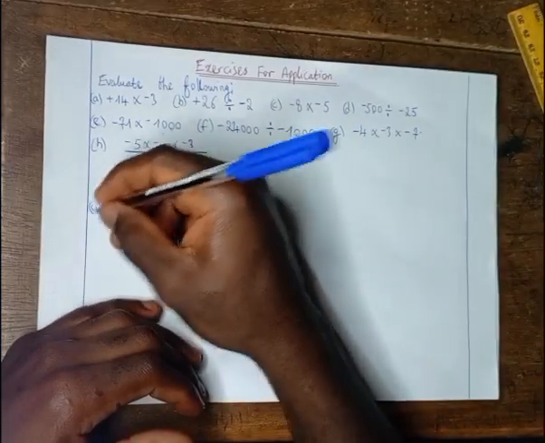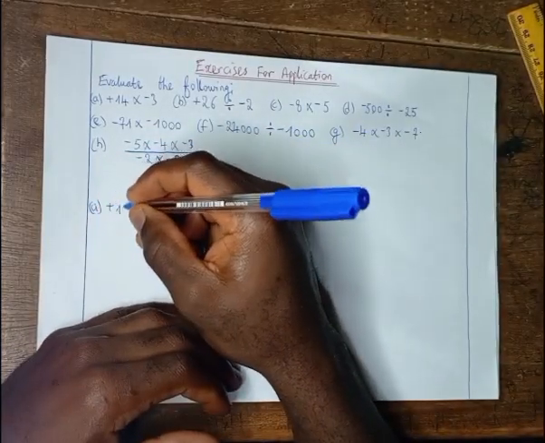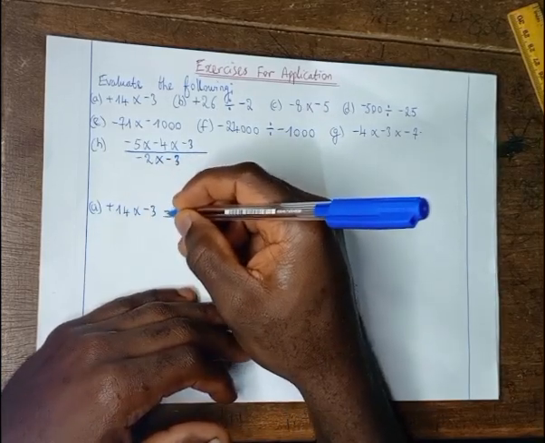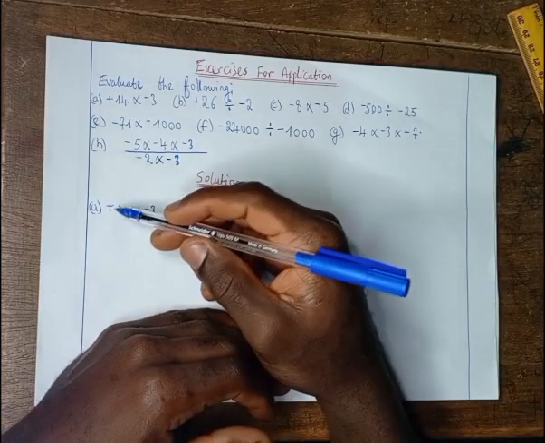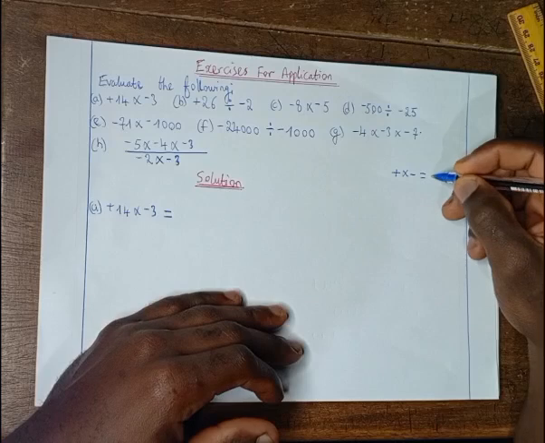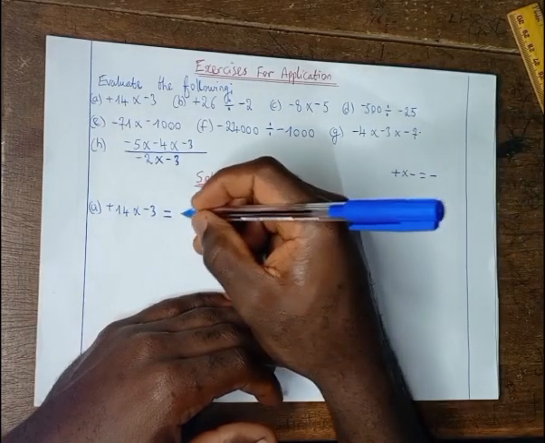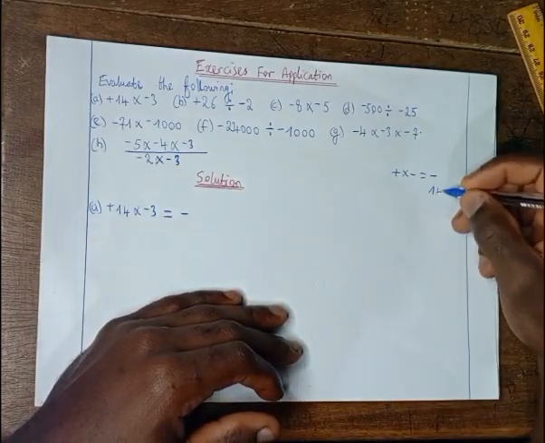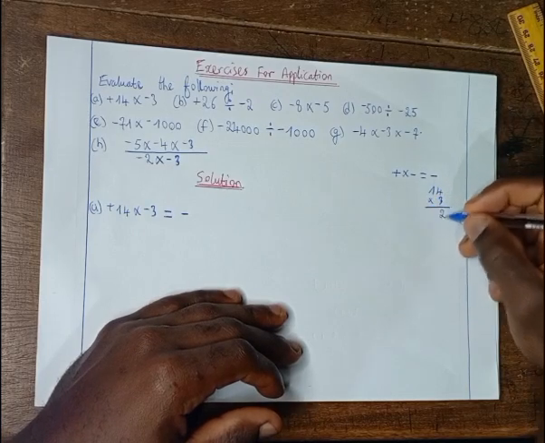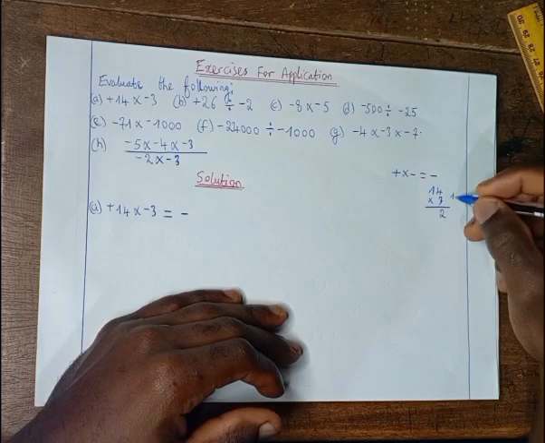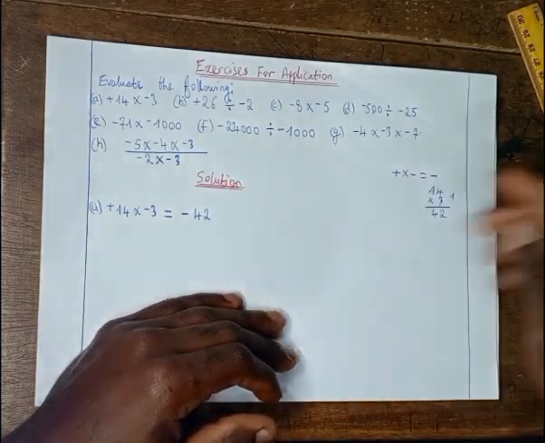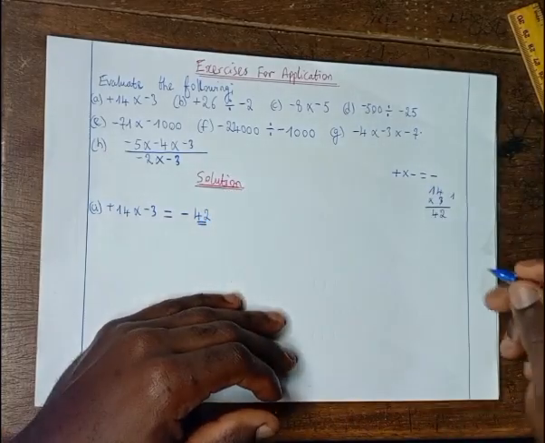For question A, we have positive 14 times negative 3. If we make use of the sign rule, when we multiply a positive number by a negative number, the resulting sign will be negative. So here we have a negative. Now if we take 14 times 3, 3 times 4 gives us 12. We write down 2, we carry 1. 3 times 1 gives us 3 plus 1 we carry gives us 4. So this will give us negative 42. So this is our answer.